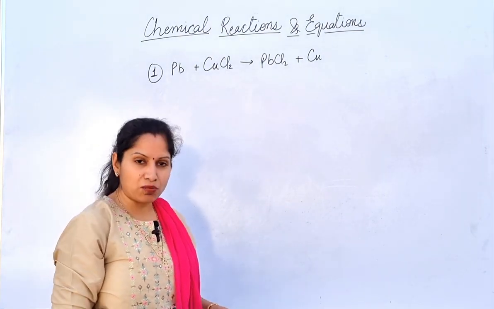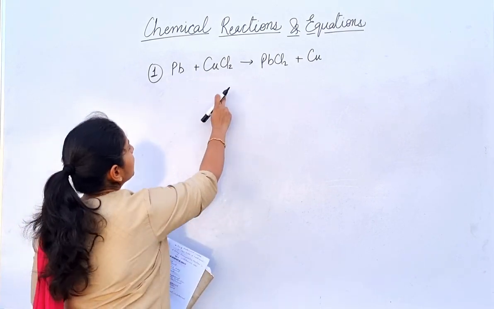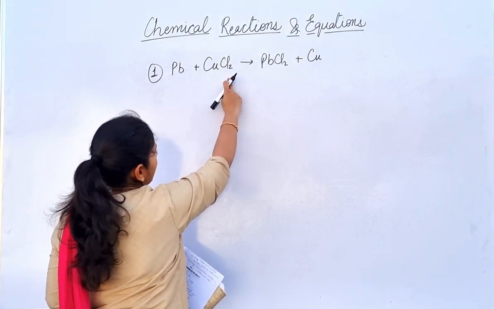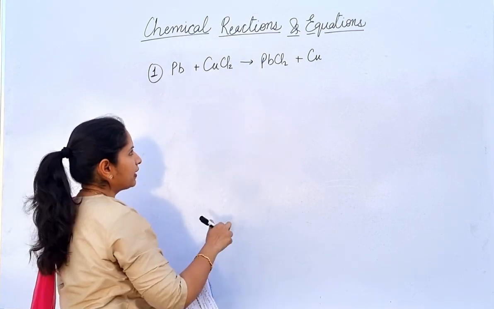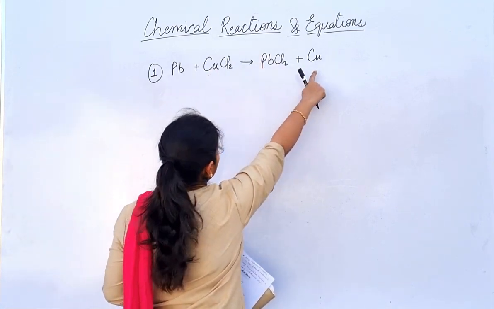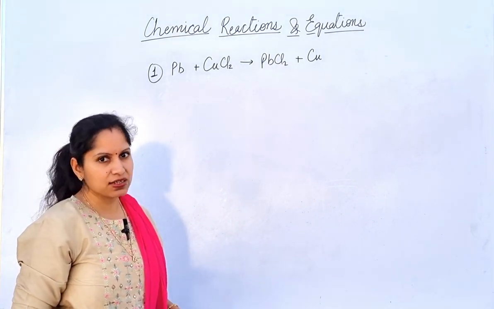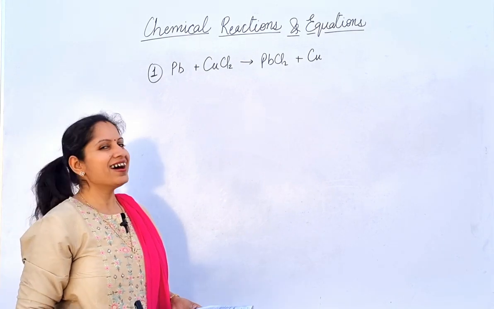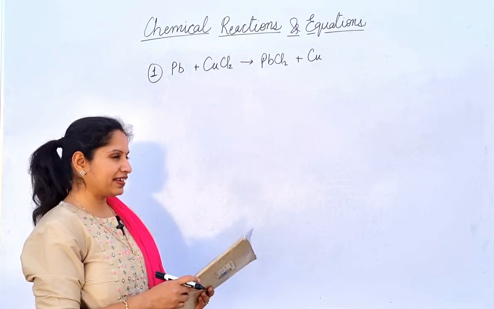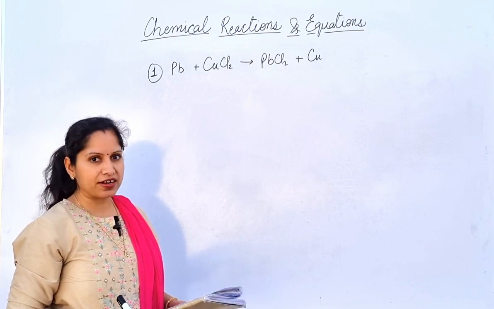We have just written the formula. Now we have to balance it as well. So here we have two chlorine atoms, here also two. Here we have one lead, here also one lead. Here also one copper atom, here also one copper atom. So it's already a balanced equation. Now you have to mention which type of reaction that is. I hope you have guessed that correctly. That is a displacement reaction.